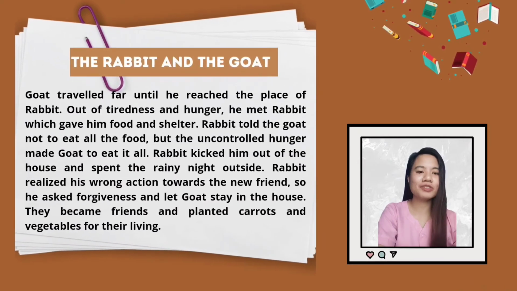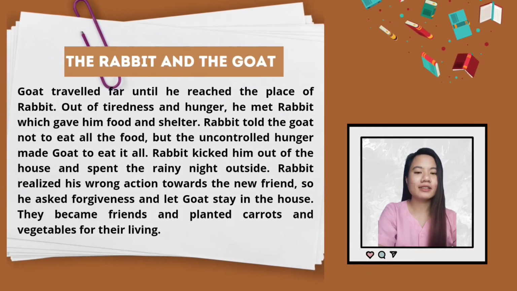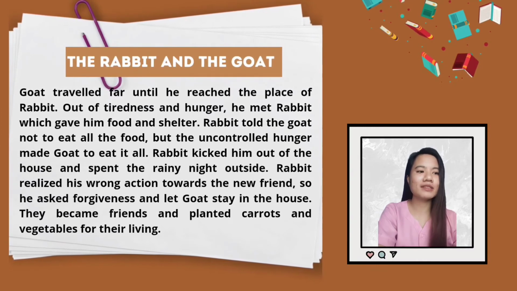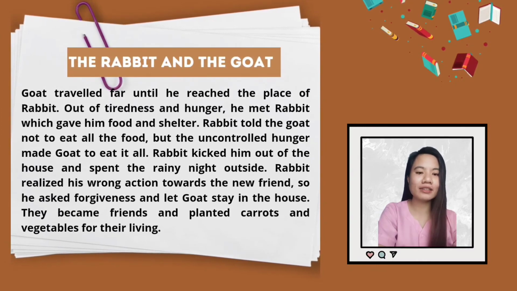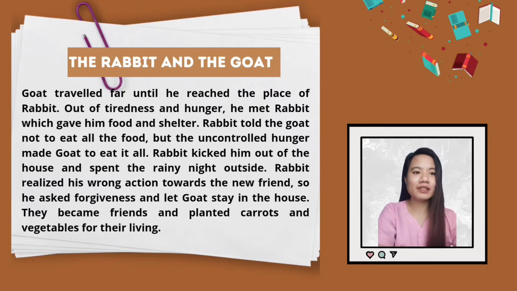This is a sample draft of a story plan. Notice that some elements of the original story were altered while some were retained. This is the story. Goat traveled far until he reached the place of Rabbit. Out of tiredness and hunger, he met Rabbit, who gave him food and shelter.